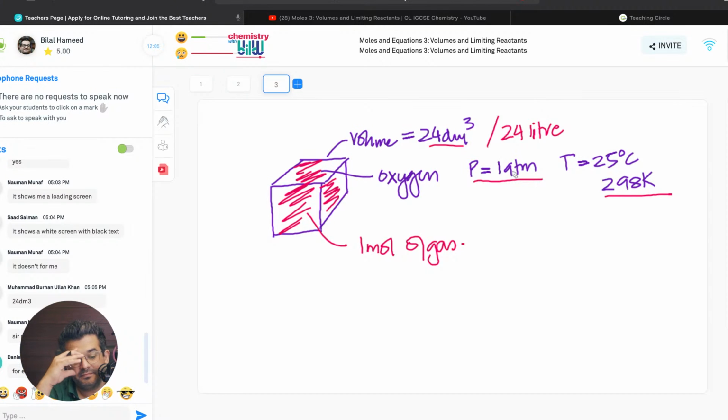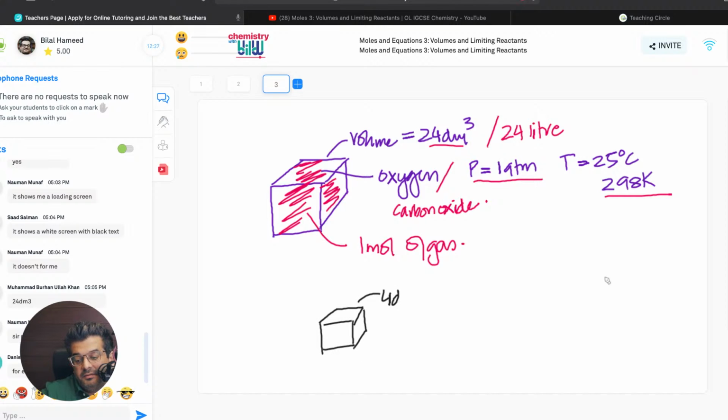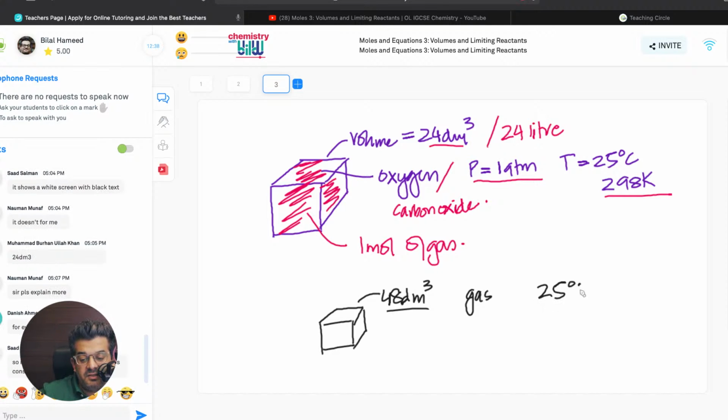So now, this is information that holds for every gas. I could have said, forget oxygen, what about carbon dioxide? The same thing. Basically, if I tell you that I don't have a container this size, I have a container whose volume is 48 dm³, that's where the fun begins. If I have a container that has any gas, and the container's volume is 48 dm³, and the temperature of the gas is 25 degrees centigrade, and the pressure is 1 atmosphere. Remember, very specific conditions.